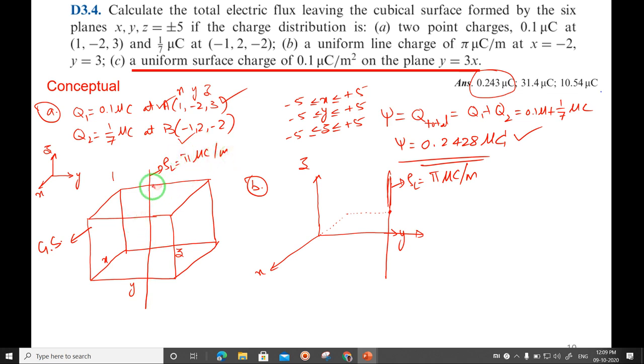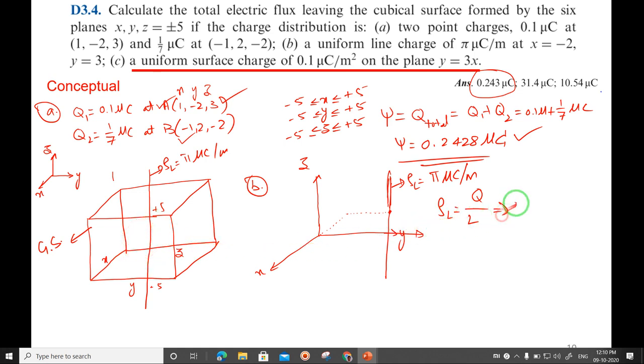But it is infinite, which means it comes out of the top surface and out of the bottom surface. How much charge is enclosed? It varies along the z axis from -5 to +5. z is -5 here and z is +5 here, so the total distance is 10 units. I know the definition of line charge density rho L equal to charge per unit length. I want to find the total amount of charge enclosed in this cubical surface.